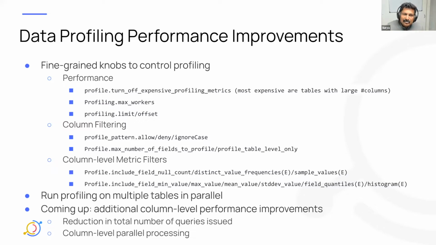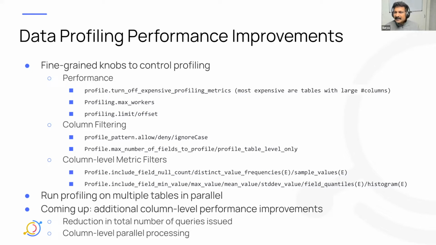You also have the ability to configure how to run this in parallel, how to profile datasets in parallel, and you can choose how many rows to sample, which offset to start from, and all that. These are pre-existing knobs, but they help with performance.